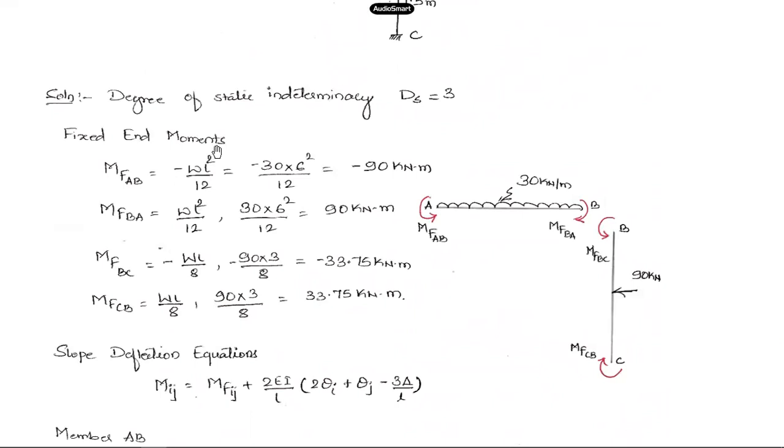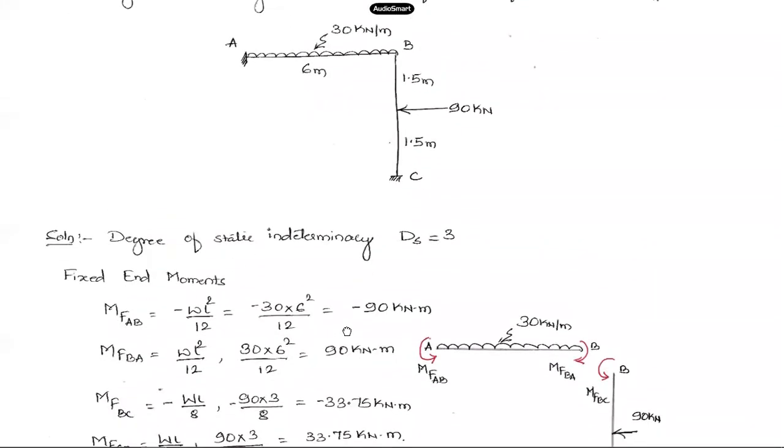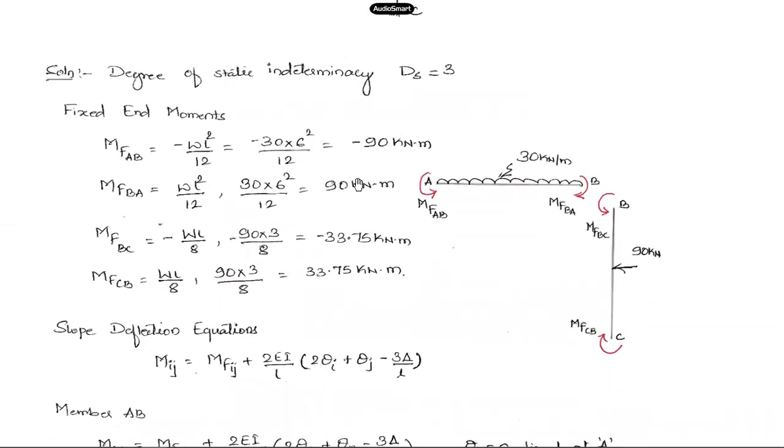For one of the members, AB, it is quite simple, as you do in your beams. So the fixed end moment directions, this is what you will come across. One of the fixed end moments, MFAB, is minus WL square by 12, and load intensity is 30 kilonewton per meter. Substituting those values, you get minus 90 kilonewton meter as the fixed end moment at joint A for member AB. MFAB is minus 90 kilonewton meter.